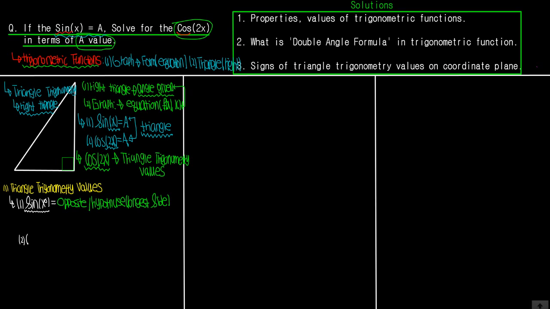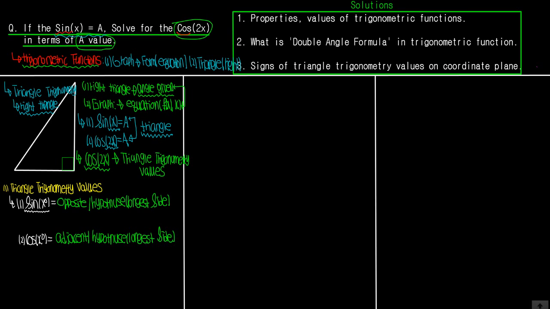Our second one will be our cosine of our x degrees. And what is the value of our cosine of our x degrees? Well, cosine of our x degrees will be the adjacent side over the hypotenuse. And what is our hypotenuse again? Our hypotenuse will be the longest side in our right triangle.